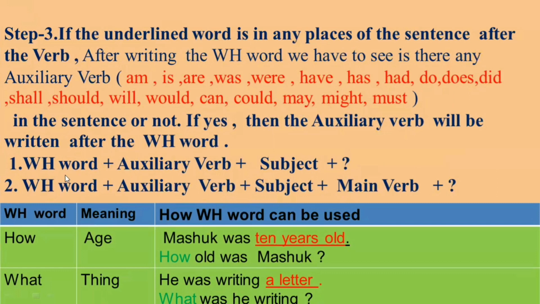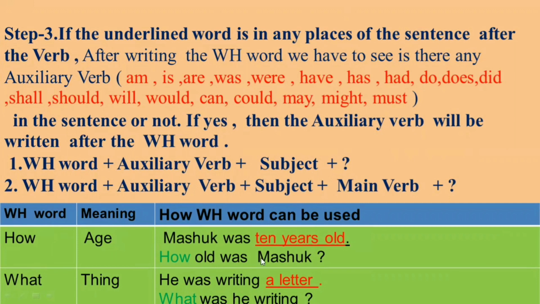Here you can see the structure: WH word, auxiliary verb, subject, and question mark. So here you can see the WH word, its meaning, and how the WH word can be used. The WH word here is how old, meaning age. So my dear student, see how the WH word can be used, okay?